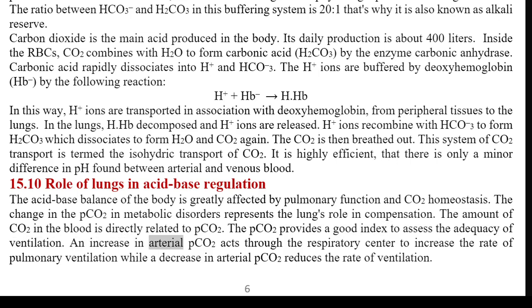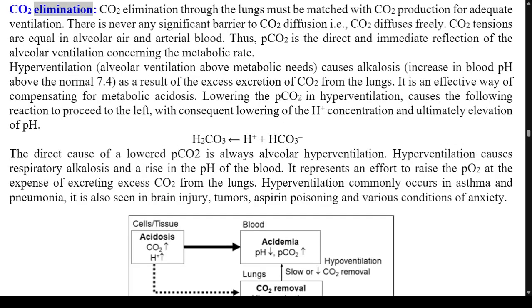An increase in arterial PCO2 acts through the respiratory center to increase the rate of pulmonary ventilation, while a decrease in arterial PCO2 reduces the rate of ventilation. CO2 elimination through the lungs must be matched with CO2 production for adequate ventilation. There is never any significant barrier to CO2 diffusion, i.e., CO2 diffuses freely. CO2 tensions are equal in alveolar air and arterial blood. Thus, PCO2 is the direct and immediate reflection of the alveolar ventilation concerning the metabolic rate.